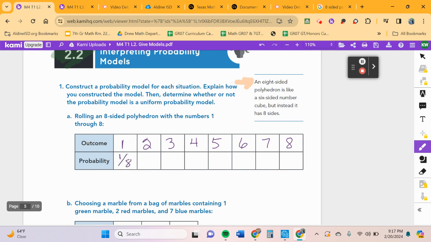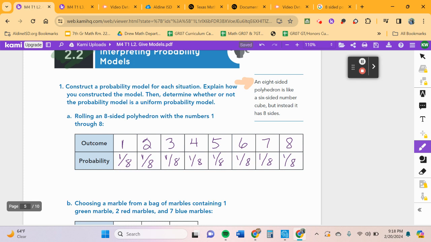Same with a 2. How many 2s are on this die? Well, there's only 1 two out of 8. How many 3s are there? There's only 1. How many 4s? 1. How many 5s? 1. Look how easy this is. There's only 1 six, there's only 1 seven, and there's only 1 eight. And notice I am putting them all out of 8 because in total there are 8 outcomes.